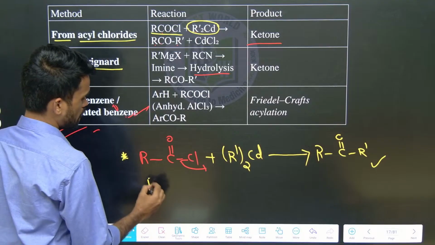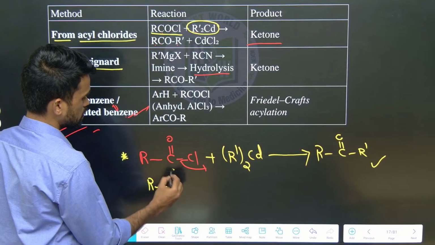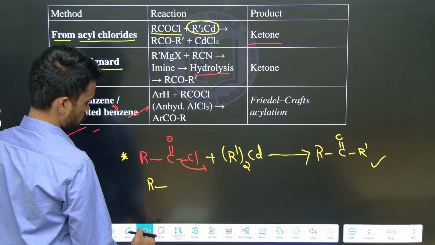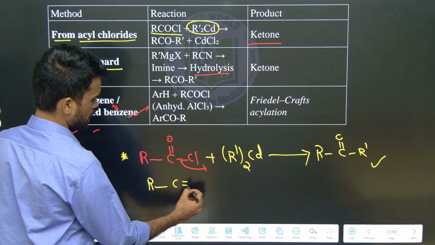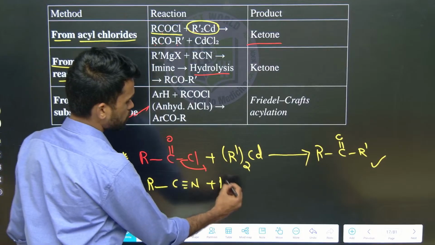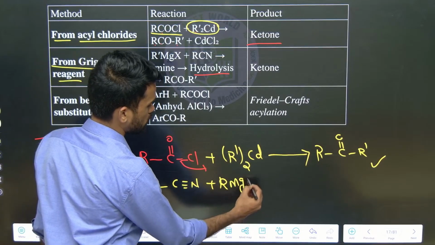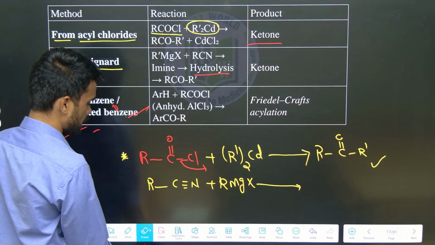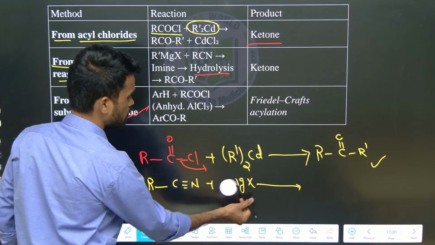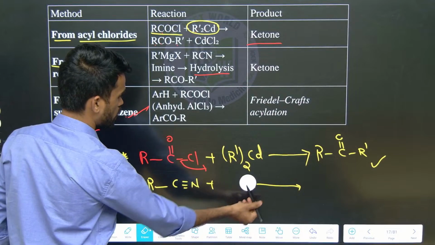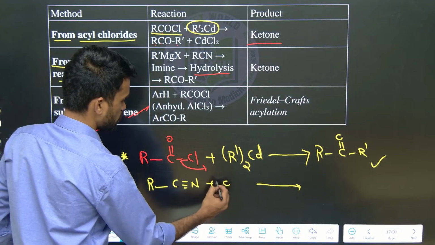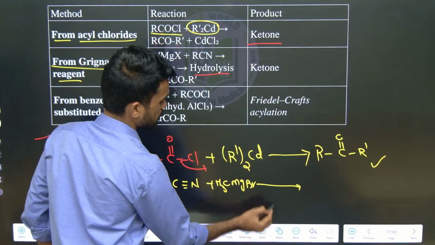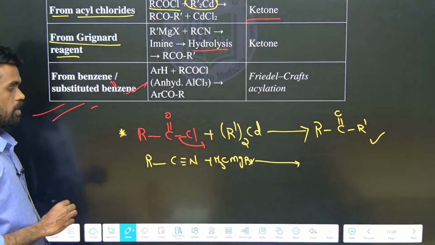The next one is from Grignard reagent. I am taking alkyl cyanides with RMgX. RMgX is a Grignard reagent. Now what will this Grignard reagent do? Let us take one example here. Methyl magnesium bromide or chloride you take. Methyl magnesium bromide I am taking. So this is an example of a Grignard reagent.